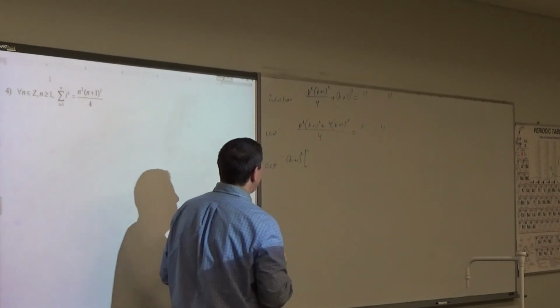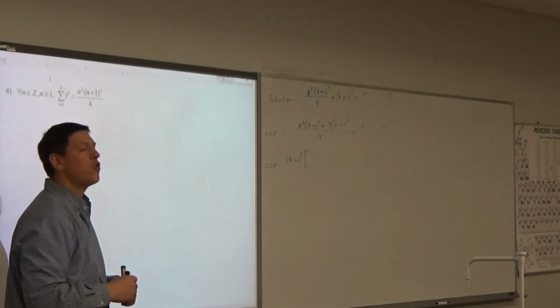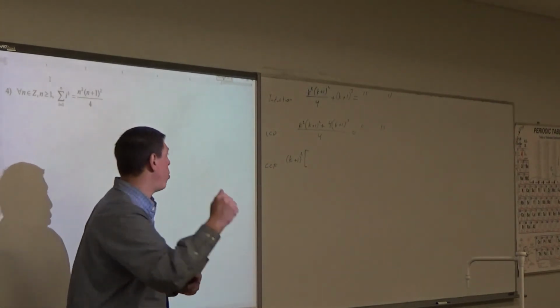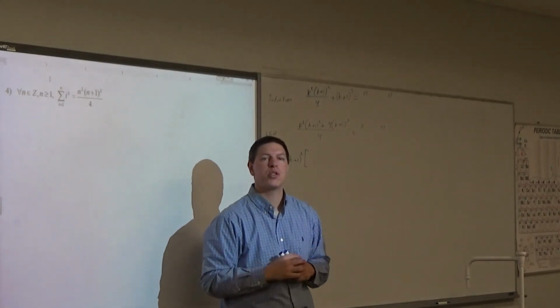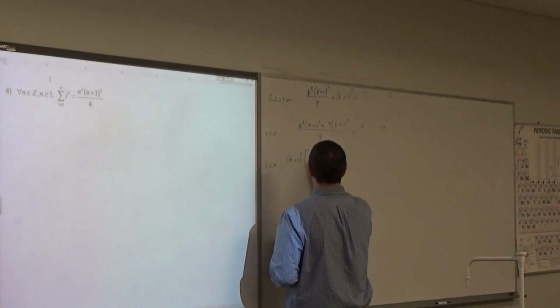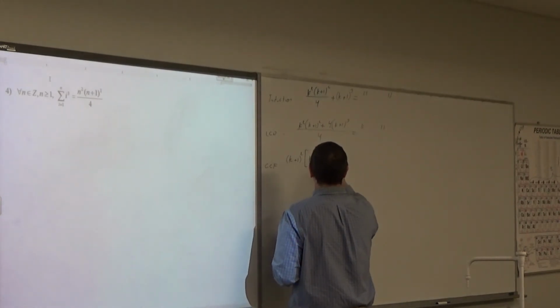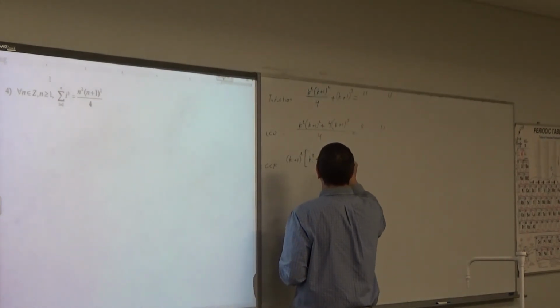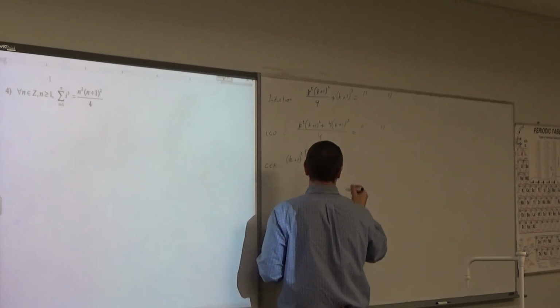And then, can somebody tell me what's going to be left over inside the brackets once we pull out 2 of those k plus 1s? k squared plus 4 times (k plus 1). Good.